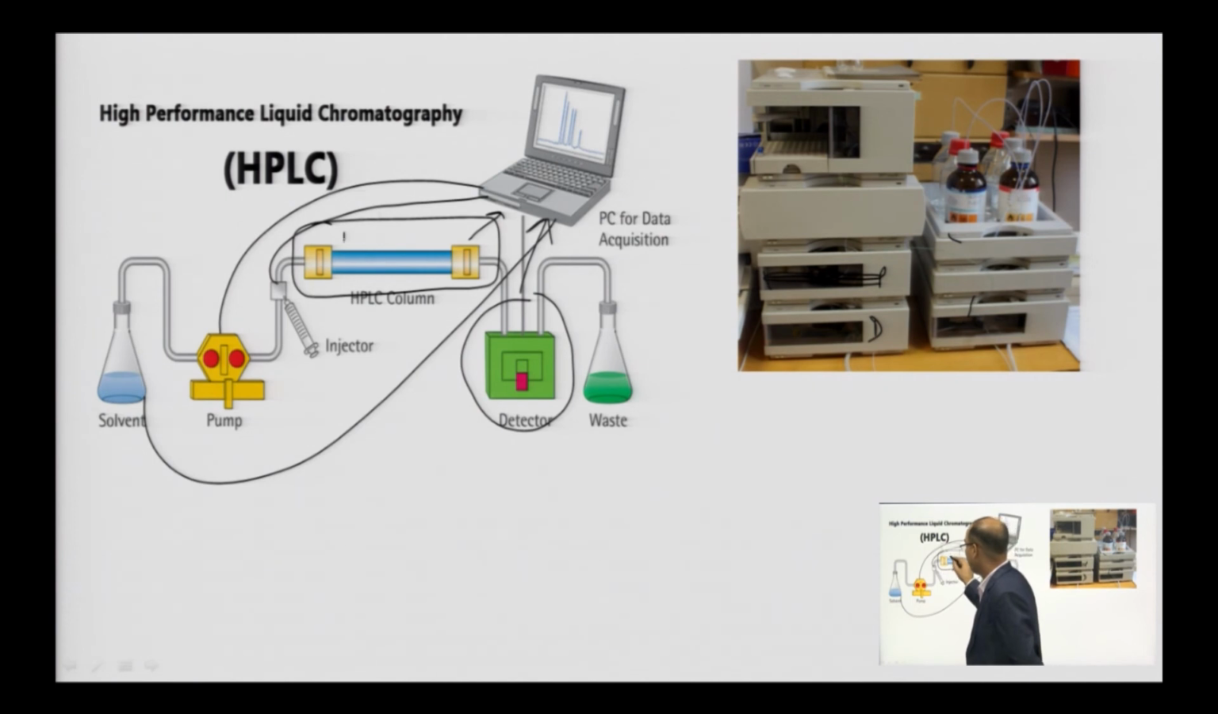Suppose we have three compounds, A, B and C. Compound C elutes first, which means it has the least affinity for the stationary phase. Compound B elutes second, which means it has medium affinity for the column, and compound A has the highest affinity to the column.